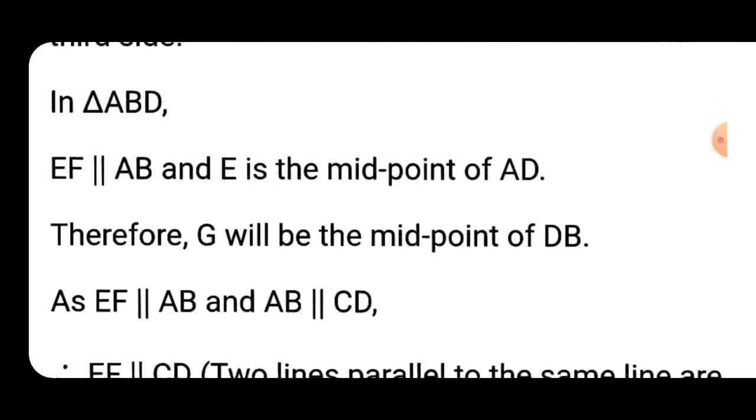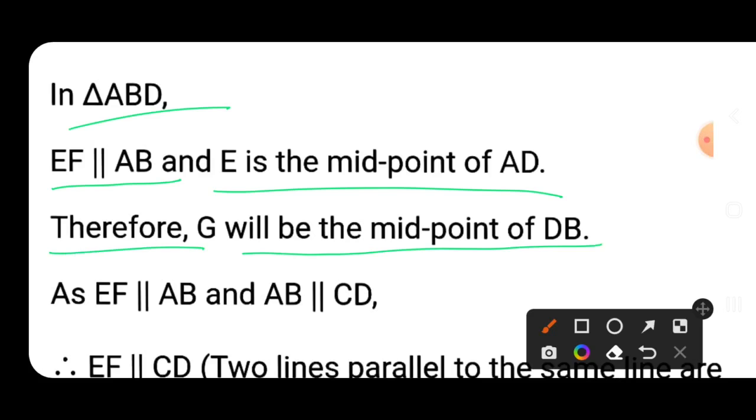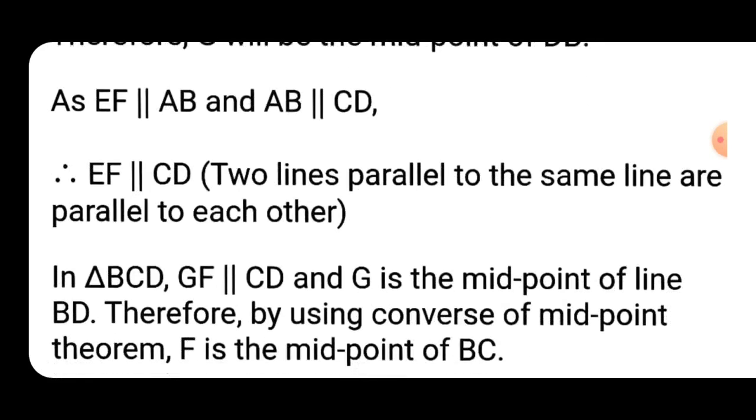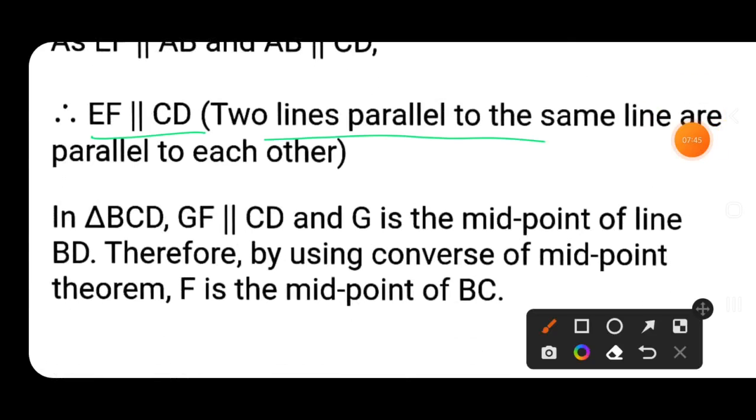Okay. So in triangle ABD, EF is parallel to AB and E is the midpoint of AD. Therefore G will be the midpoint of DB. As EF is parallel to AB, and AB is parallel to CD, therefore EF is parallel to CD, since two lines parallel to the same line are parallel to each other.